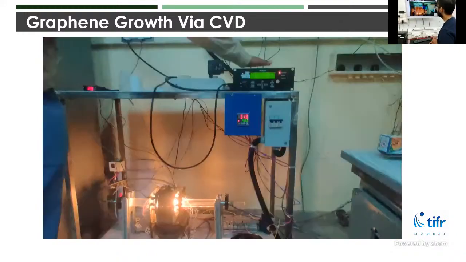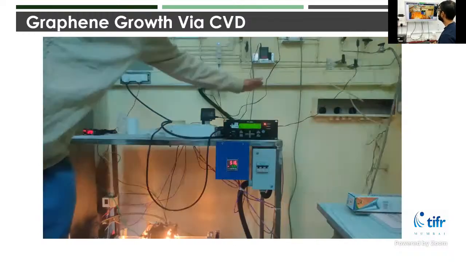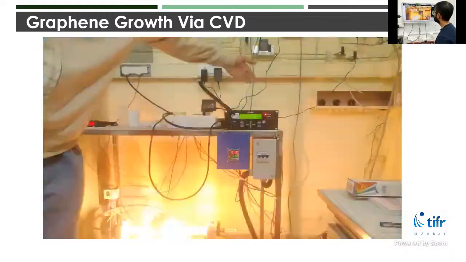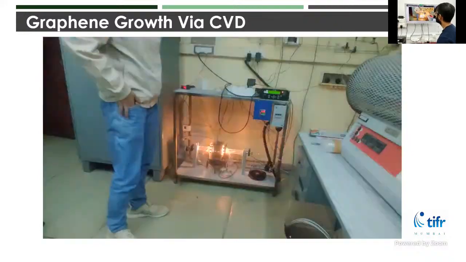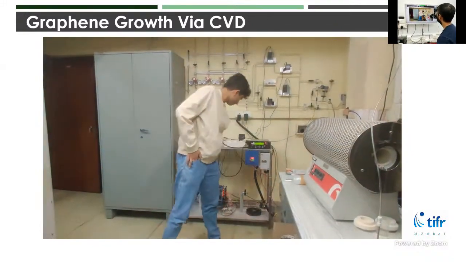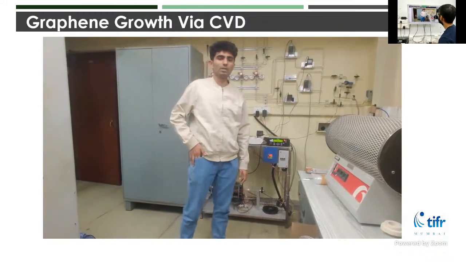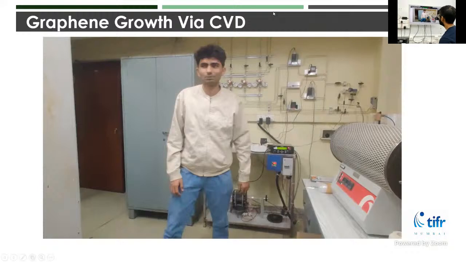And this particular box over here helps us have precise control over how much gas is let in through the mass flow controllers. Well, that was a part of how it looks with the CVD system. Now we'll show you how the actual samples look.